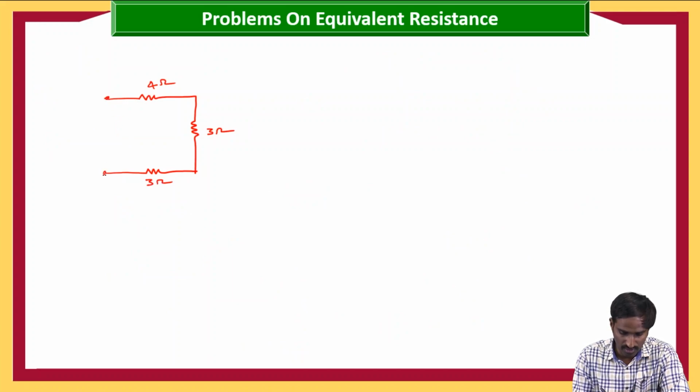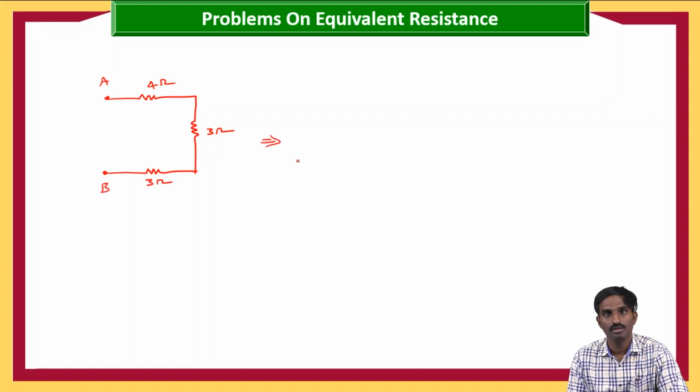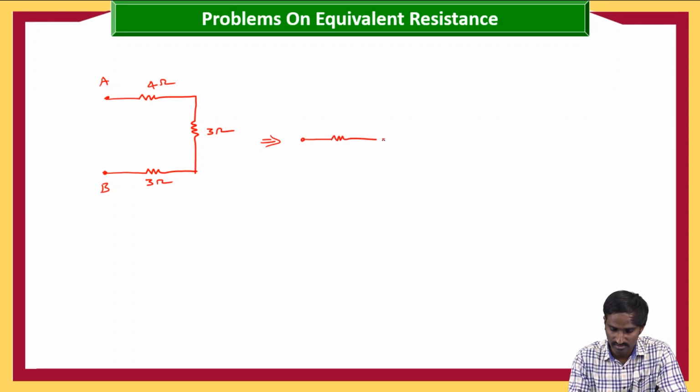So here these are the two terminals. We have to find the equivalent resistance between these two terminals. Then as you can see here, in other words, we can just write this one. Redraw this one like this.